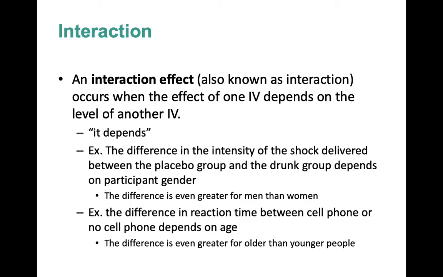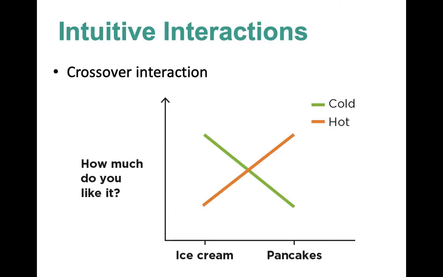Now, to help understand interactions, I think it is useful to just review what Morling in the textbook talks about as intuitive interactions, just to understand the concept. One type of interaction that is graphed here is called a crossover interaction. I think you can see why it's called a crossover interaction because of the shape that the graph takes. This is really meant to show that the effect of one variable depends on the other.